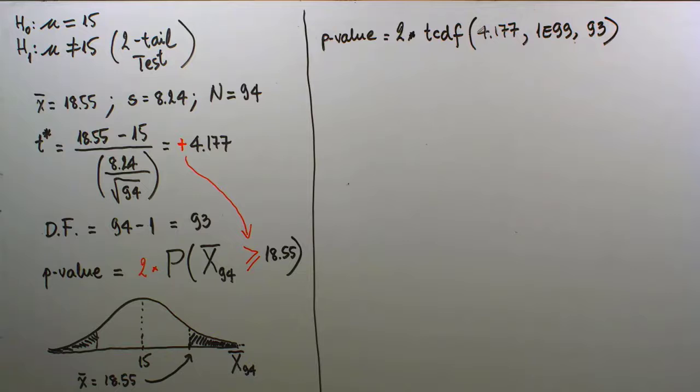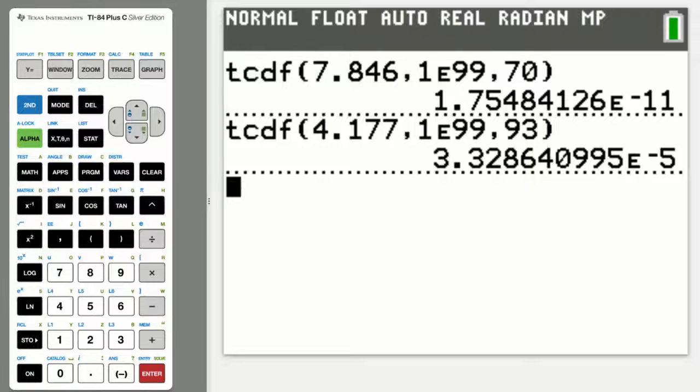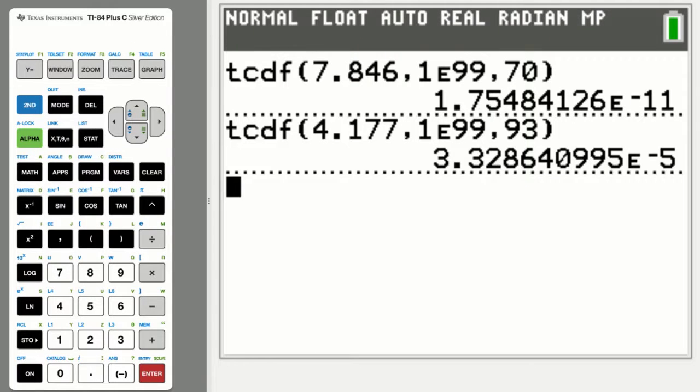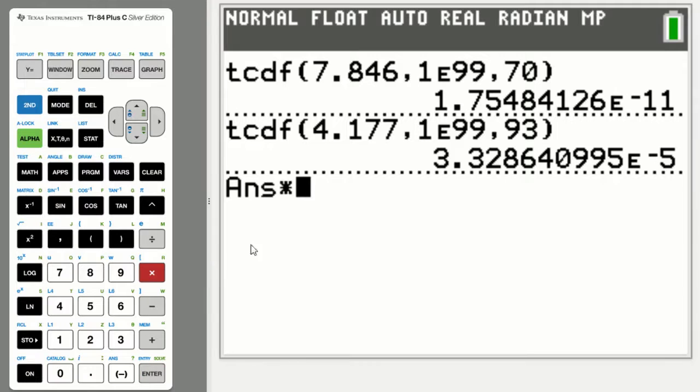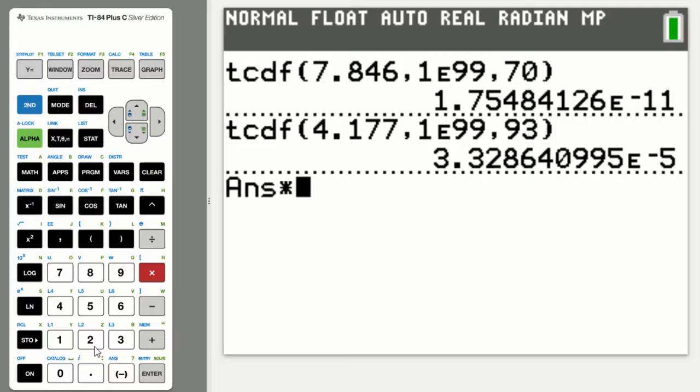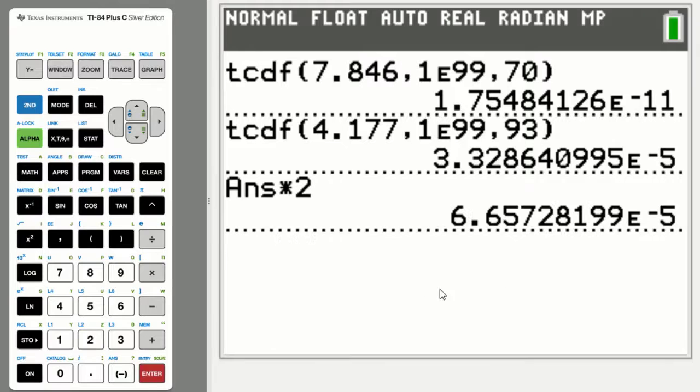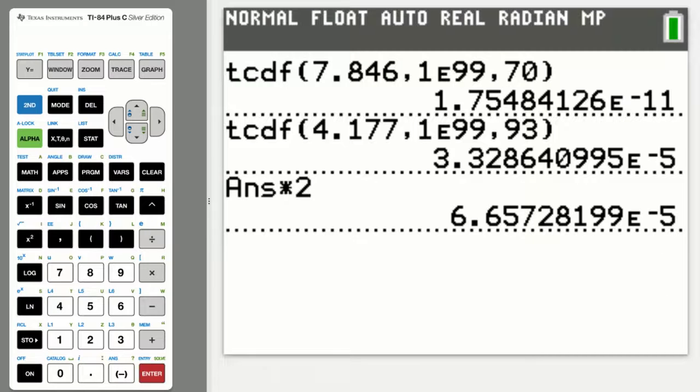And so let me now switch back to my calculator screen. And so the exact same answer here that came right out from the tcdf command, I am going to multiply that answer, which is this current value right here, by 2. And so our final answer here is the following, 6.65728 and a lot longer, with an e minus 5.